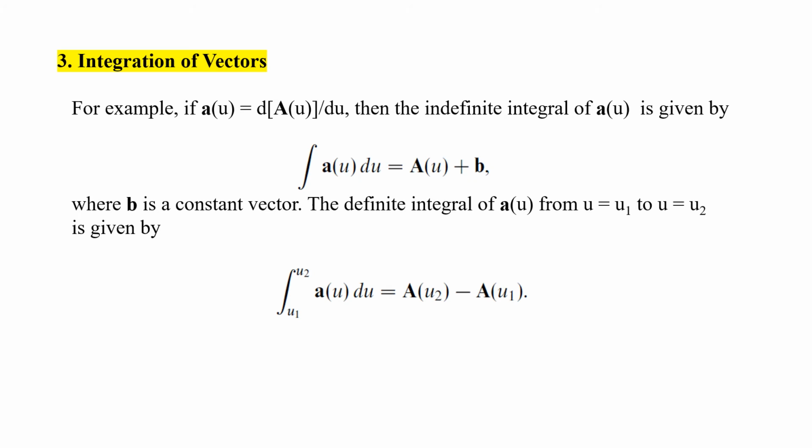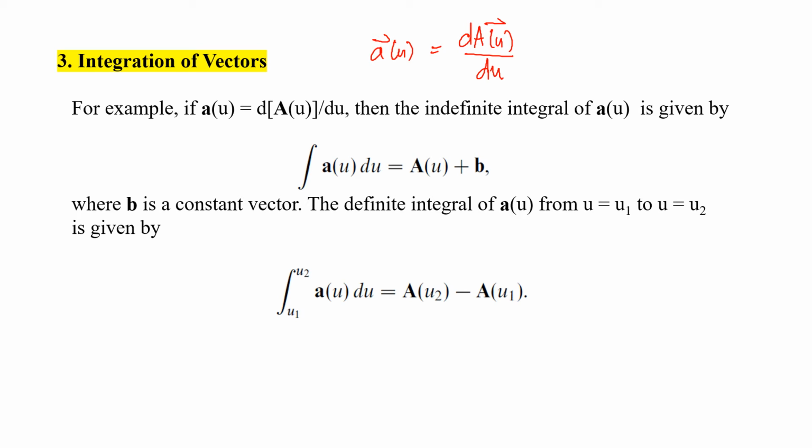When we're talking about derivatives, it always follows that you have integrals. So let's talk about the integration of vectors. For example, if you have your vector A of u, and this is equal to dA of u over du, then the indefinite integral of your a of u is given by the integral of a of u times du, which is equal to A of u plus B.